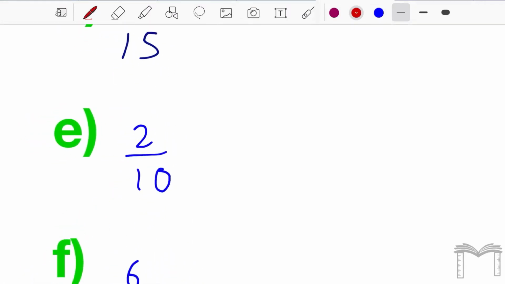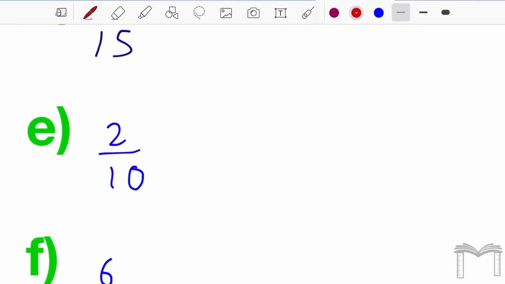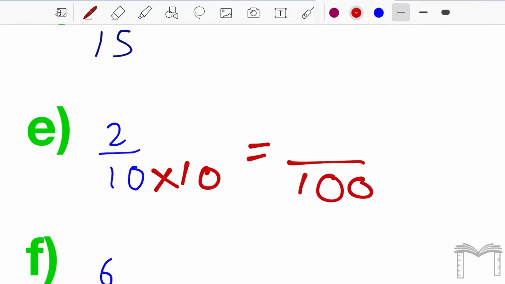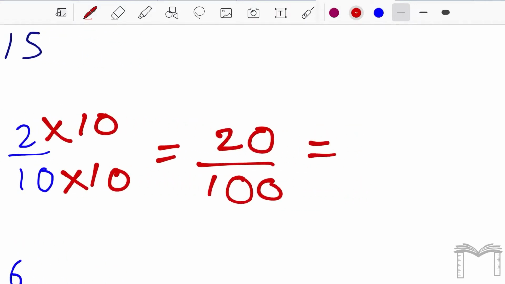So E, 10 times what will give us 100? Yes, 10 times 10. Of course, we multiply 2 by the same number, so that's 20. So the answer is 20%.